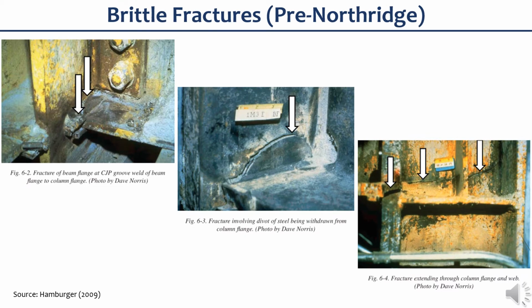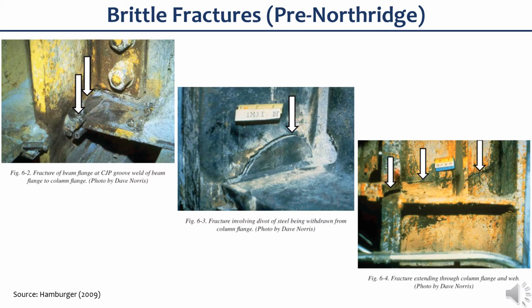This slide shows the brittle fractures discovered after the Northridge earthquake. These fractures generally initiated near the CJP weld of the lower beam flange to the column flange. The first picture shows the fracture of beam flange at CJP weld of the beam flange to the column flange.